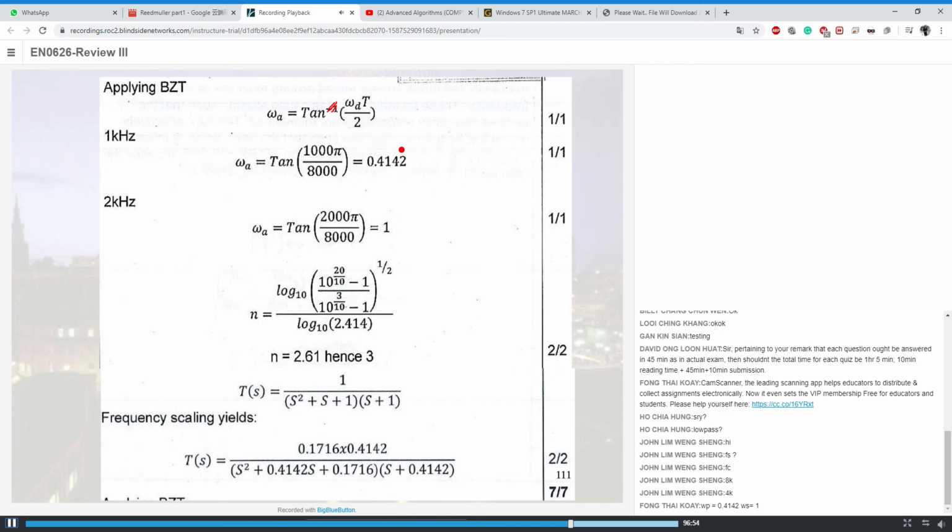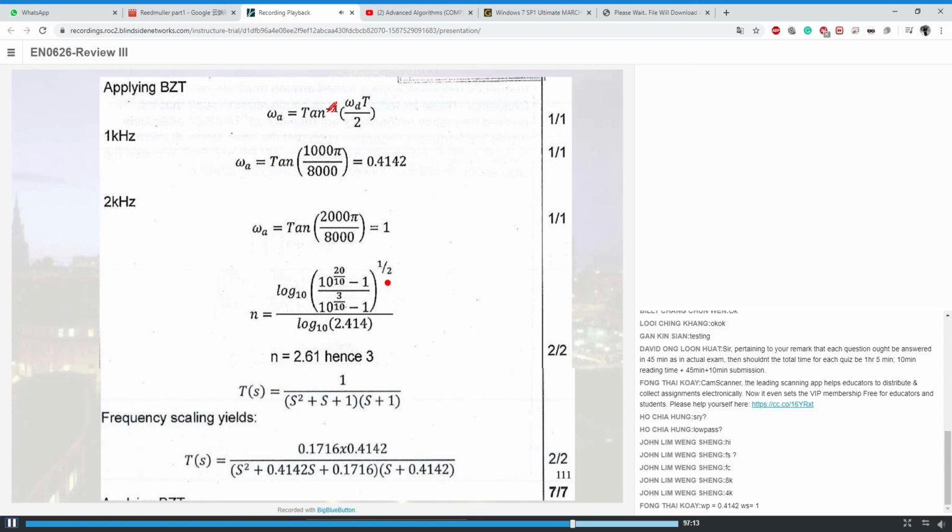So this will be your tangent formula. Then you use it to find your digital frequency of 1 kilohertz, then convert to analog, and it becomes 0.4142. For the 2 kilohertz, when you convert it, it will give you 1. So that's something that you can actually do.